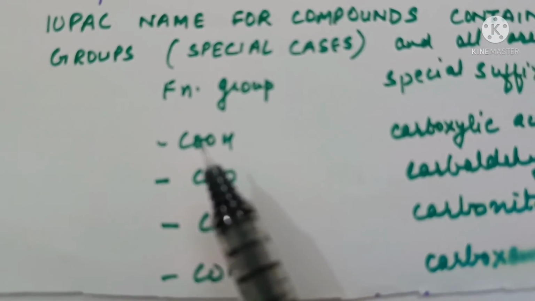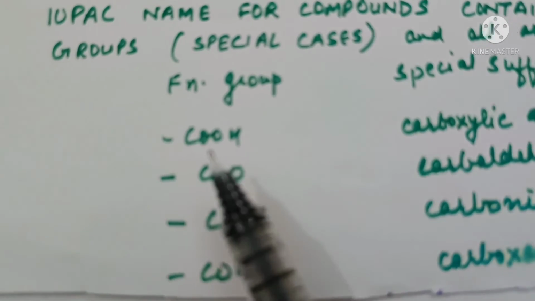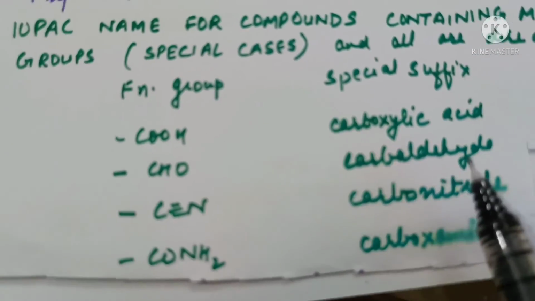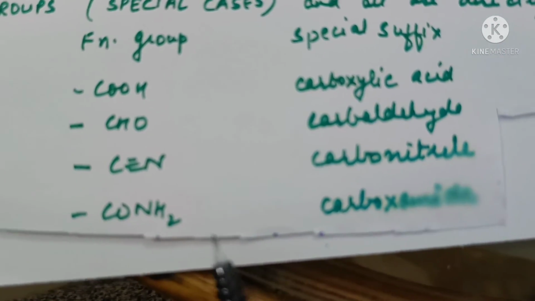Normally for COOH we use oic acid, but if the number of terminal groups are 2, 3 or more, then in that case, because we cannot include all the terminal groups in the parent chain, we will include neither in the chain and we will give the special suffix such as carboxylic acid for COOH group, carbaldehyde for CHO group, carbonitrile for CN group, and carboxamide for CONH2 group.